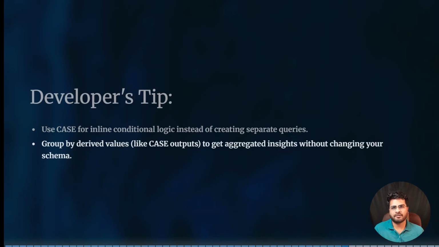Second, group by derived values, like the case outputs, to get aggregated insights without changing your schema. In this problem, we didn't need to store short, medium, long in the database. We derived it in the query itself and still aggregated it easily.